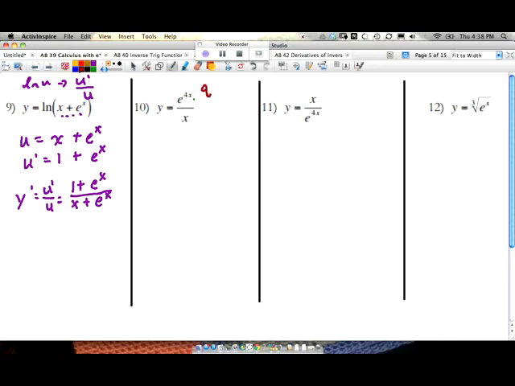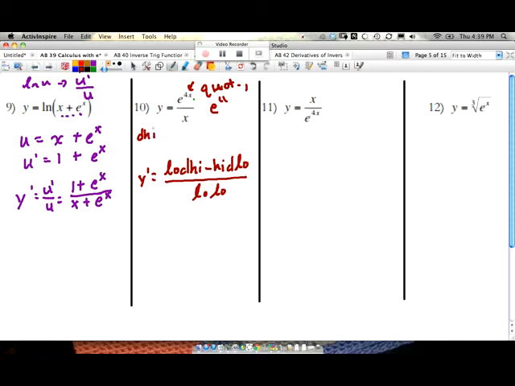Let's keep moving here. The next one, quotient. So we got quotient rule. Quotient, that's long. And then we also have this e to the u thing to deal with. So let's talk about these pieces. We're going to have y prime equals low d high minus high d low all over low low.